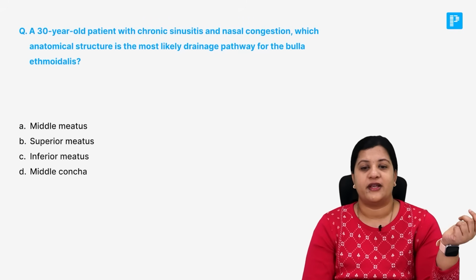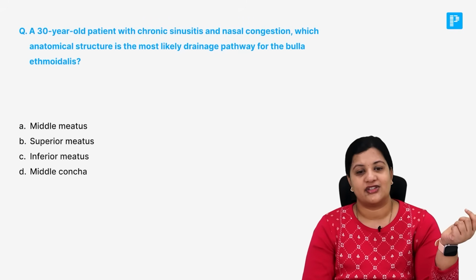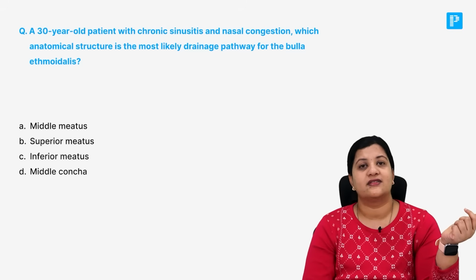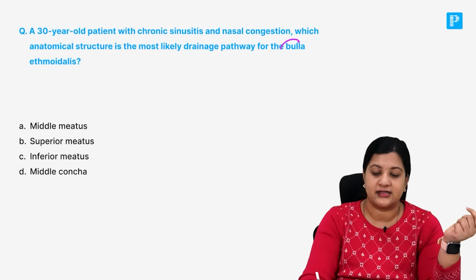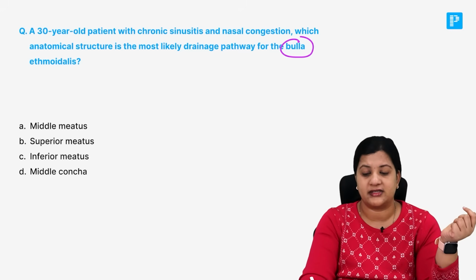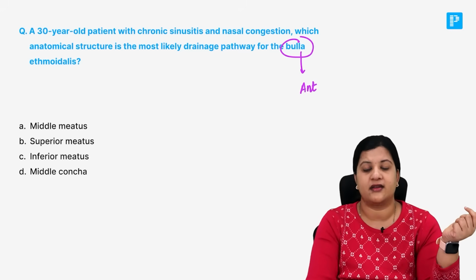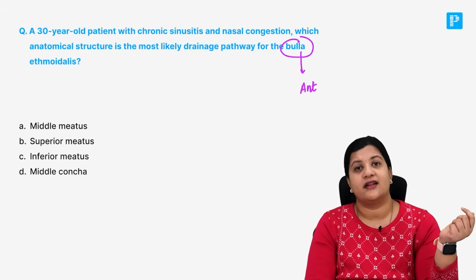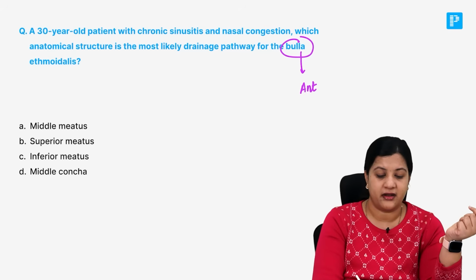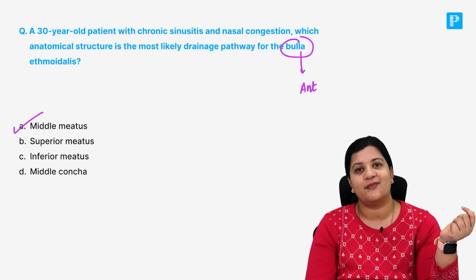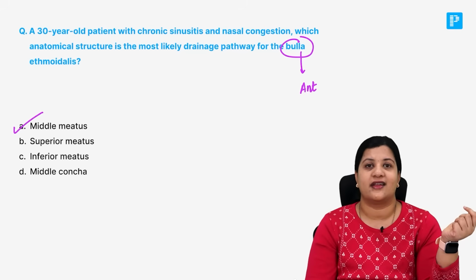A 30-year-old patient with chronic sinusitis and nasal congestion, which anatomical structure is most likely related to the drainage pathway of the bulla ethmoidalis? So we know bulla ethmoidalis is the biggest ethmoidal air cell, and we also know that it is an anterior cell. So when an anterior ethmoidal cell drains, we know that they drain into the middle meatus. In the superior meatus, we have the drainage of the posterior ethmoidal cells, and the sphenoid sinus drains into the sphenoethmoidal recess.